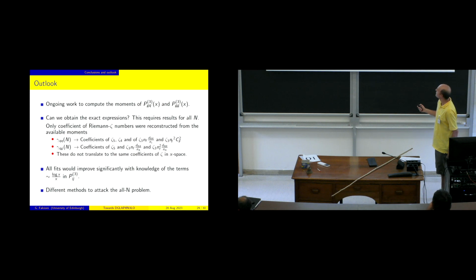Future work, of course: we are working on the gluon operators, so quark-to-gluon and gluon-to-gluon splitting. And one question that you can ask is, will you ever get exact results from this procedure? One thing I didn't stress during my presentation is that we can reconstruct selected coefficients of zeta numbers and selected color factors, and we write them in the papers, but of course these do not translate to the same coefficient in X space, because when you do the Mellin transform, you just generate other zeta values anyway.